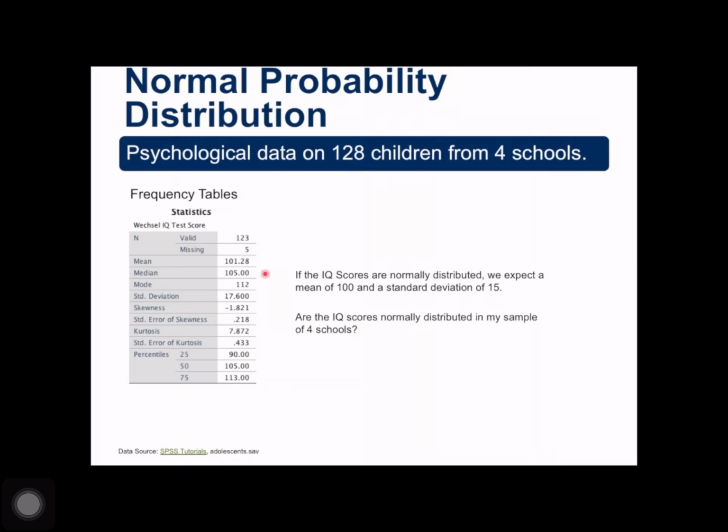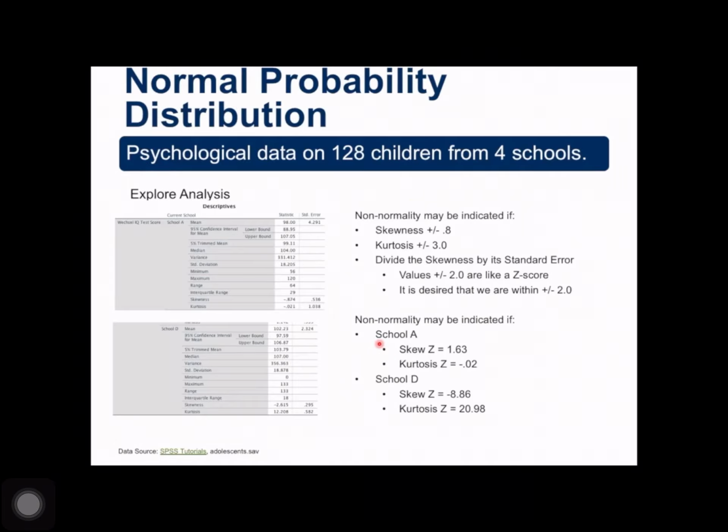In fact, the average I see here in this sample is 1.128, and the standard deviation that we have is 17.6. Is that close enough? Is that normally distributed or not? That's the question that we're asking. Well, the answer is yes. We can run this using an Explore analysis in SPSS, and I'll show you how to do that elsewhere. And we can use some guidelines to help us interpret whether or not this is normally distributed.